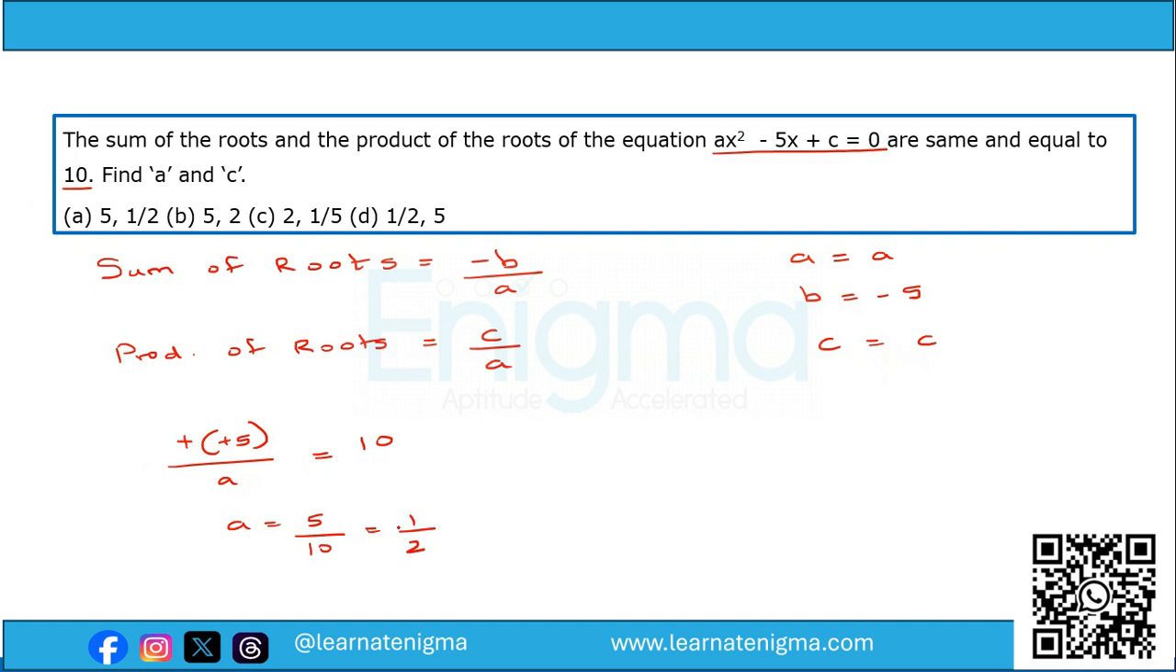Now the next thing we have here, c upon a. Now a is 1 by 2, so c upon 1 by 2 is equal to 10. So that becomes 2c is equal to 10. So solving it, we get c is equal to 5. So we have a is equal to 1 by 2, c is equal to 5. So therefore answer will be option D.